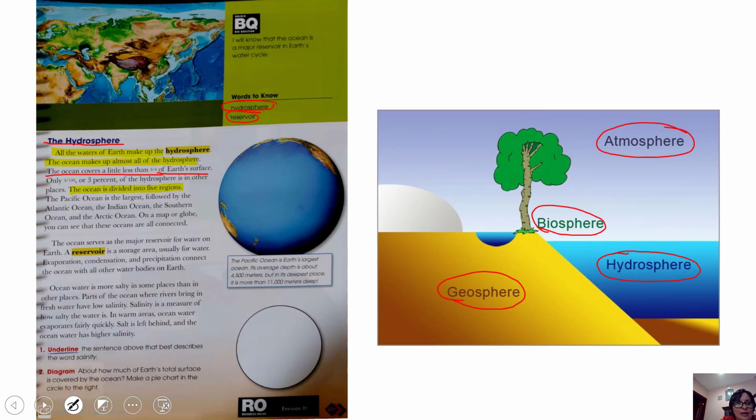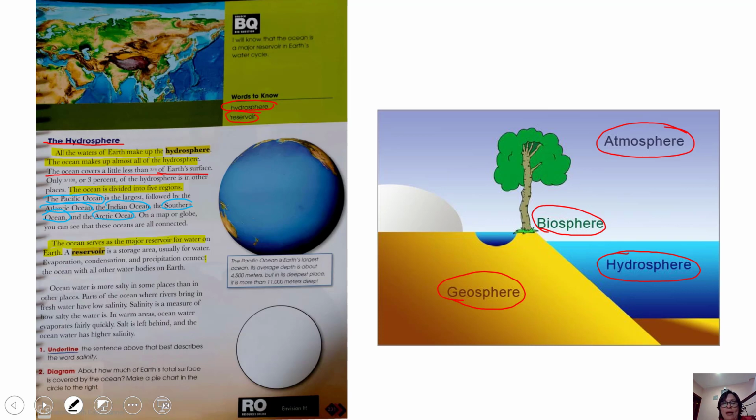We have the Pacific Ocean, and it says that it is the largest. What is the biggest ocean of the earth? The Pacific. Then we have the Atlantic Ocean, the Indian Ocean, the Southern Ocean, and the Arctic Ocean. In total, we have 5. So in the map, what I want you to do is identify those oceans and write the names, okay? Pacific Ocean, Atlantic Ocean, Indian Ocean, Southern, and so on.